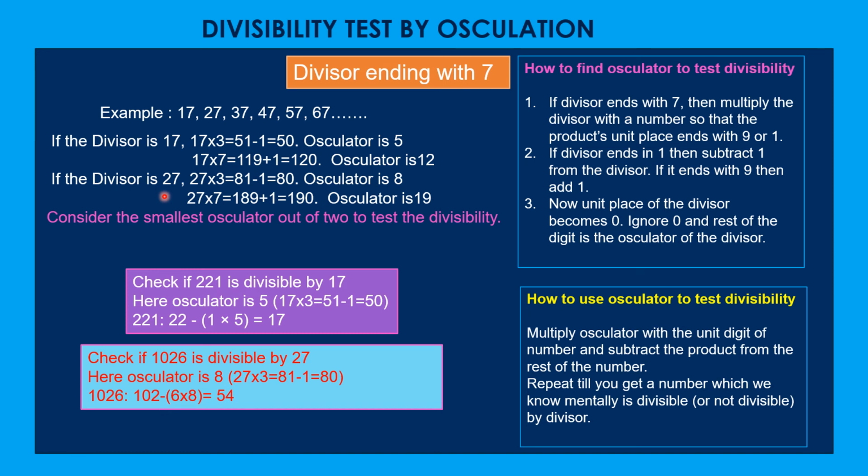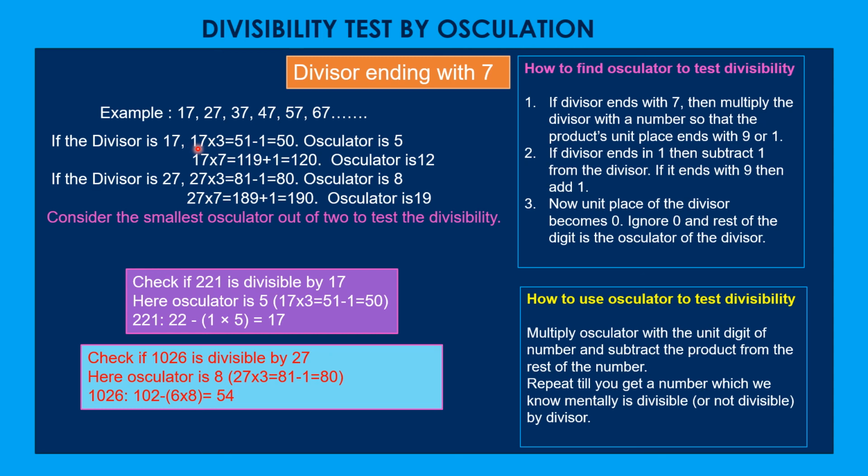Let us take an example. Check if 221 is divisible by 17. So for your divisor 17, the oscillator here is 5. So the steps are the same. You multiply your oscillator 5 with the unit digit 1. That is 1 times 5 is 5. But here you will subtract your product from the rest of the digits. Why will you subtract? Because you got your oscillator 5 when you subtracted 1 here.